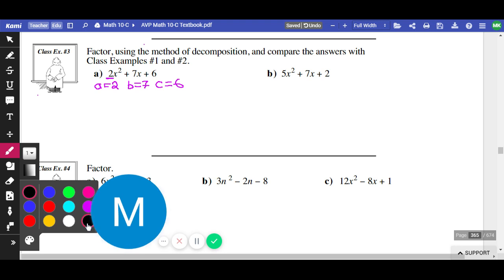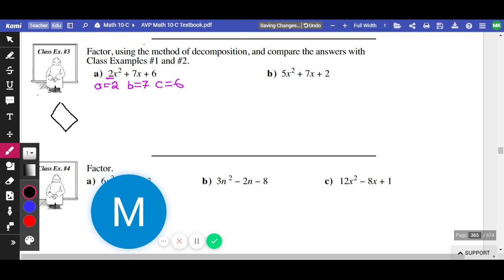To do the diamond method, you put your A times your C on the top of your diamond. For this question, A is 2, C is 6, A times C is 12 on the top. That's going to be a little new. Some people were just thinking it was always the C value because A used to always be 1. But you got to remember it's A times C goes on the top of your diamond. On the bottom of your diamond goes B, 7.